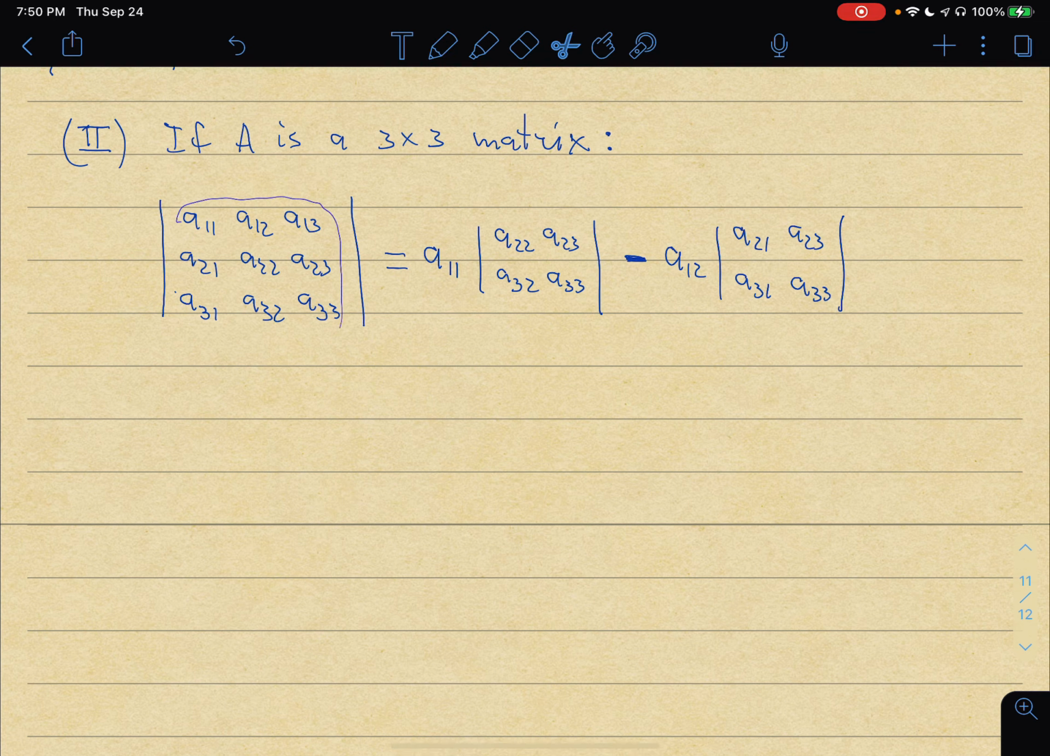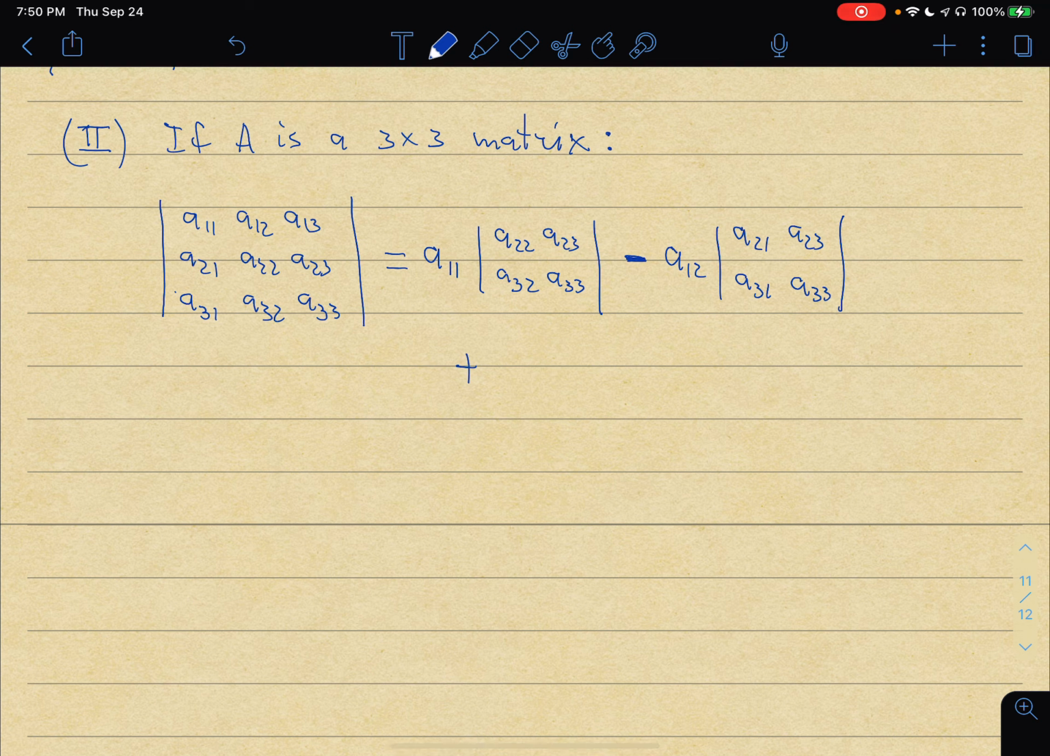So we do the same thing. We remove the first row and now the last column that contains element 1, 3. A13 has indices 1 and 3. 1 plus 3 is even. So we're going to put a plus sign and then multiply it by the determinant of the matrix that remains when you remove the first row and the last column.